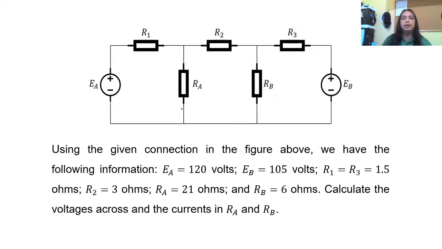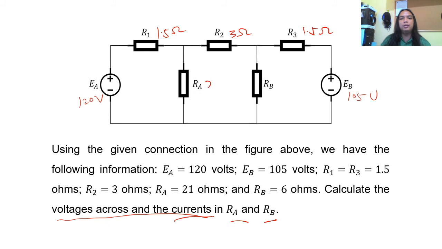Say for example, we need to find the value of the voltage across RA and RB, also the currents, given the following information. So we have 120 volts, we have 105 volts, for R1 that is 1.5 ohms, then R2 is 3 ohms, then 21 ohms, then 6 ohms. The missing are IB and IA. Also, we need to find the value of voltage at A and voltage at B.